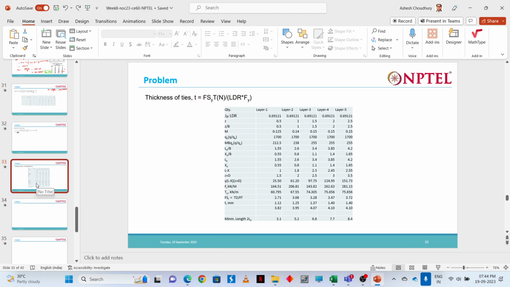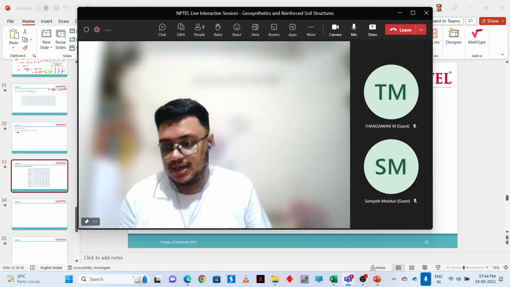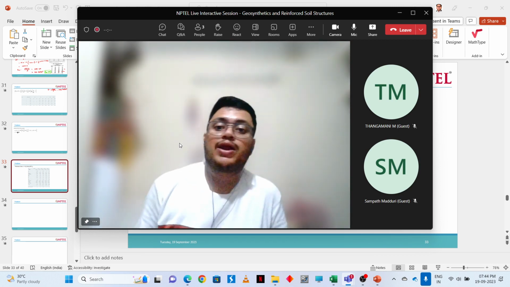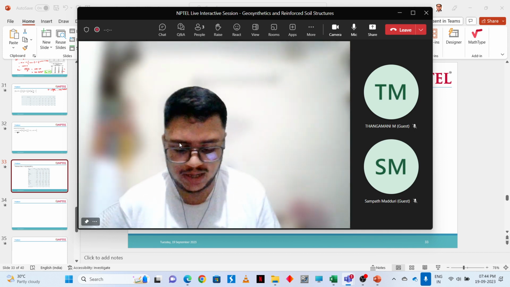Okay, done. So now if say this reinforcement were not provided, then how much width of footing would you have to provide?